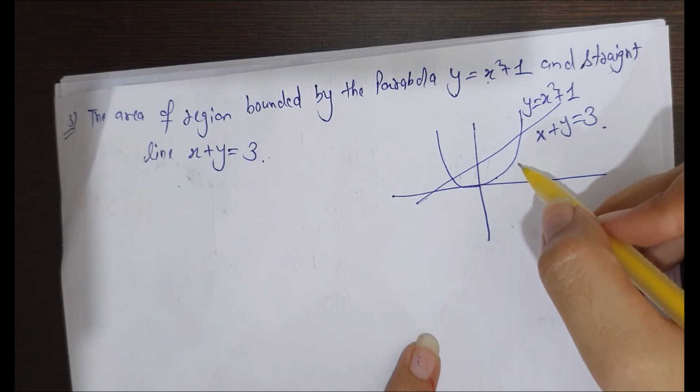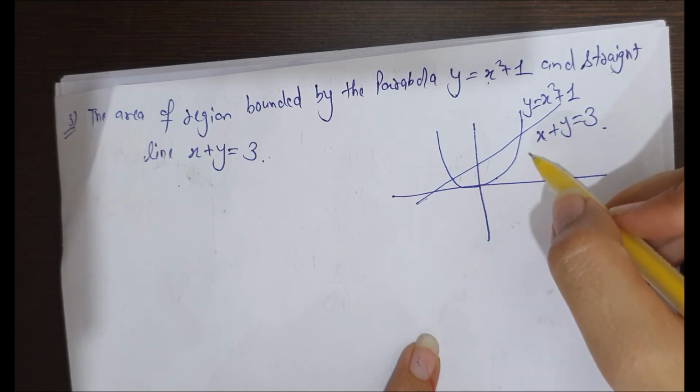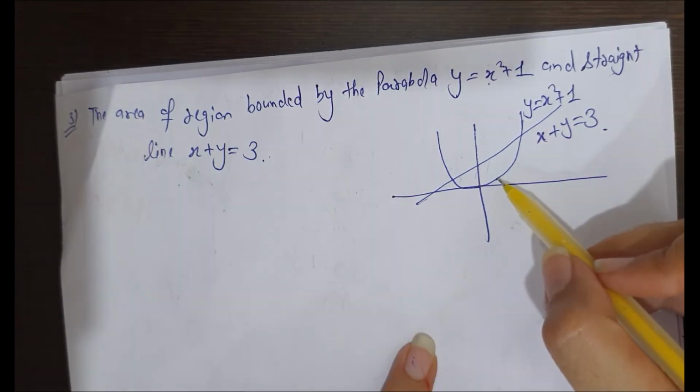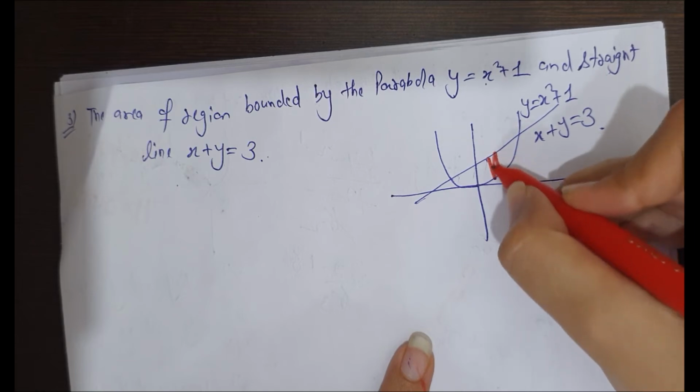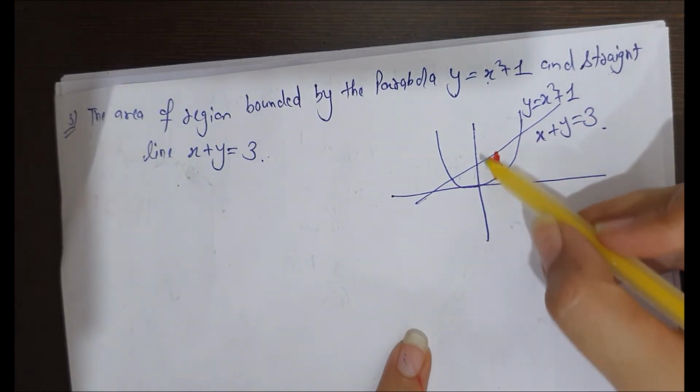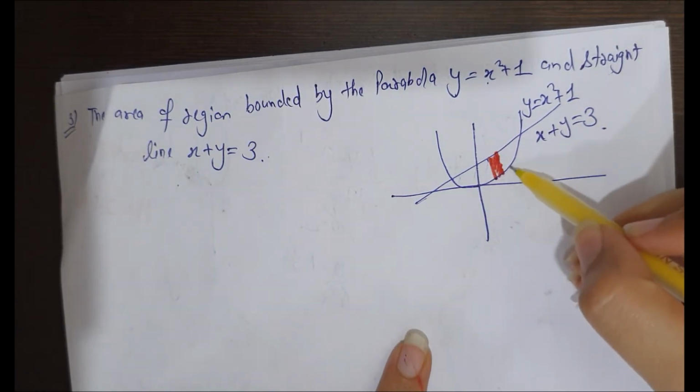I told you how to solve this type of question in the area of curve lecture. But here I solve this question using order of integration. For that we need a strip. Say I have taken this vertical strip. This is a vertical strip along the y-axis. It means that y will be variable here.